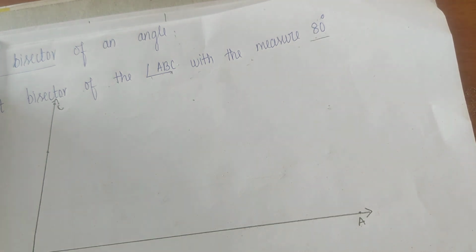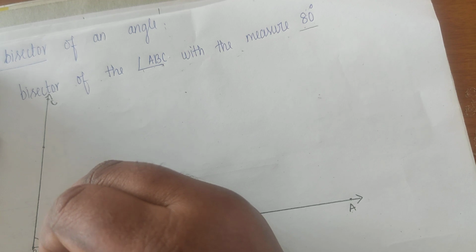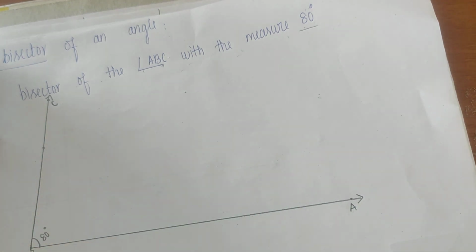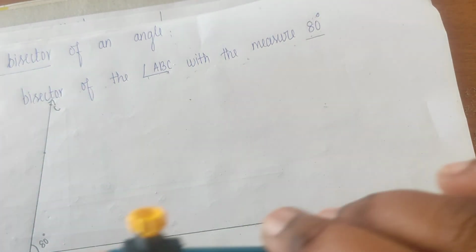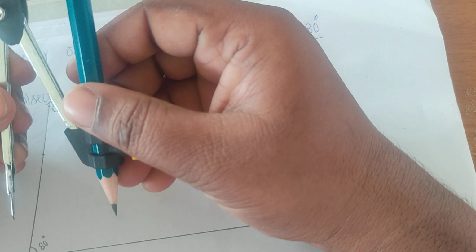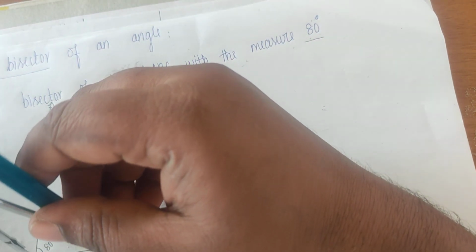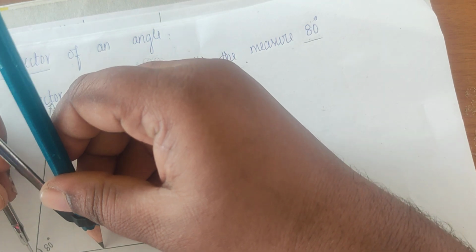Okay. Next, this one is 80 degree. Yes. So right. Okay. And take a compass and some value, some radius, fixed. So some radius.